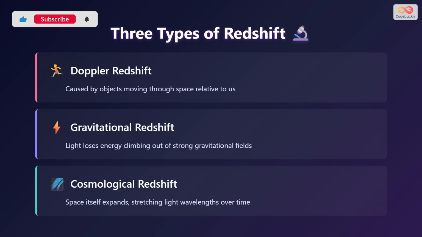Astronomers have identified three distinct types of redshift. First is Doppler redshift, which occurs when objects physically move through space relative to us. Second is gravitational redshift, which happens when light climbs out of strong gravitational fields, like those near black holes or neutron stars. The light loses energy as it escapes, causing its wavelength to increase. Third, and most important for understanding the universe, is cosmological redshift. This type occurs because space itself is expanding, stretching the wavelengths of light as they travel across vast cosmic distances.